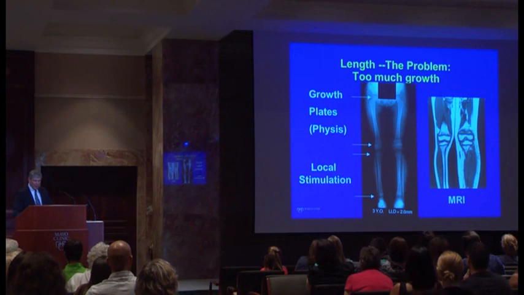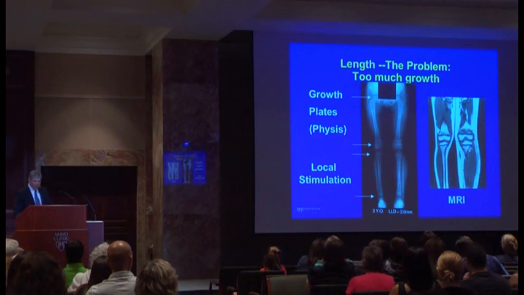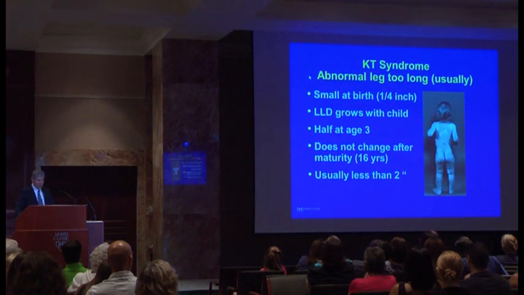And on the MRI scan, we can see the vascular malformation out here in the fatty layer under the skin, and even in the bone. And that causes these growth problems, and that continues as long as the child keeps growing, 16 years or so. So this is kind of what we see.